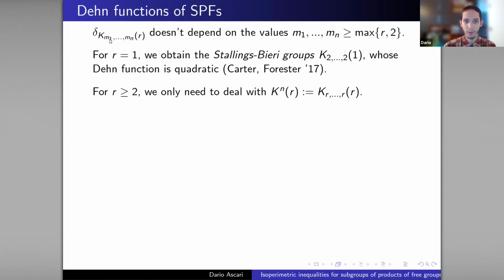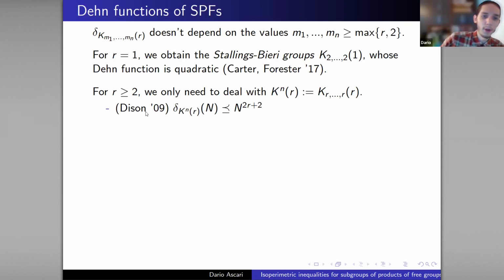Again, since the Dehn function doesn't depend on the specific values of m1 and n, we only care about k, r, r, r, r, which we abbreviate as k n r, n factors of rank r. For this, Dyson already proved a polynomial upper bound, which is the following. Notice that for n factors of rank r, you have a bound that depends only on r and not on the number of factors.